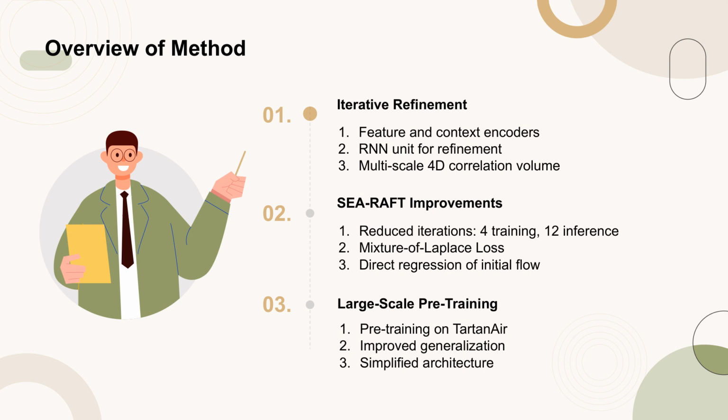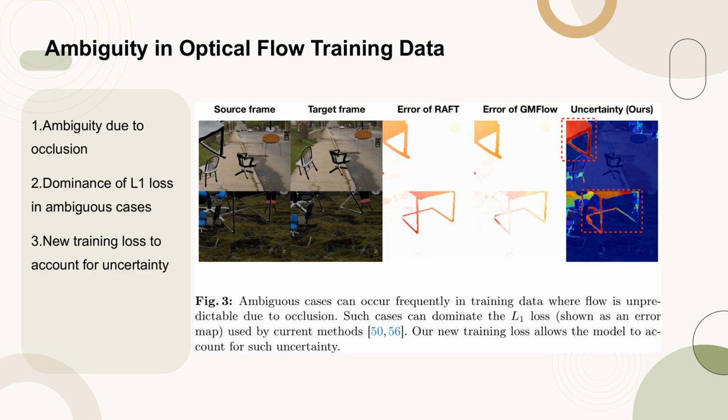Figure 3 illustrates the frequent occurrence of ambiguous cases in optical flow training data, primarily due to occlusion. These ambiguous cases can significantly impact the L1 loss, which is currently used by methods like RAFT [50, 56]. The figure shows an error map highlighting these issues. To address this, our new training loss is designed to account for such uncertainties, thereby improving the model's performance in handling unpredictable flow situations.